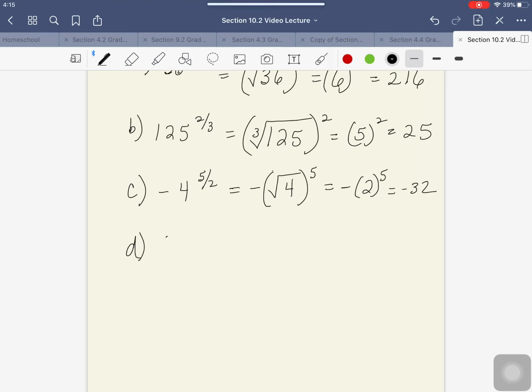All right, we have -27 to the 2/3 power. This time the rational exponent applies to the whole quantity, so I can write that as the cube root of -27, and then I'm going to take that value and square it. So the cube root of -27 would be -3, and then I'm going to take that value and square it, and I get 9.